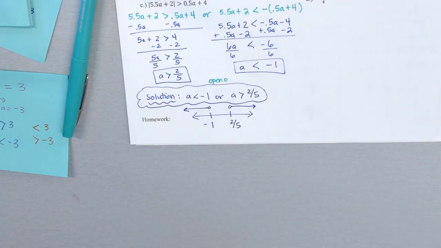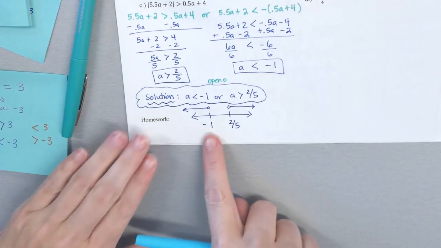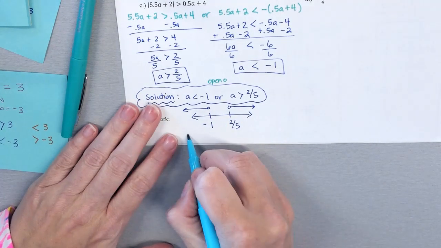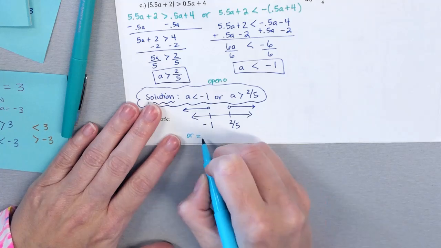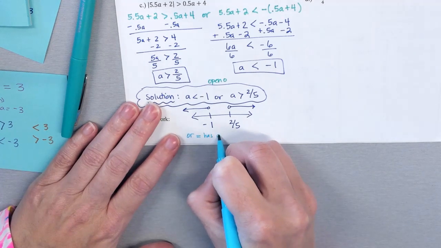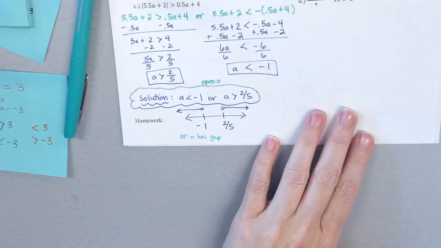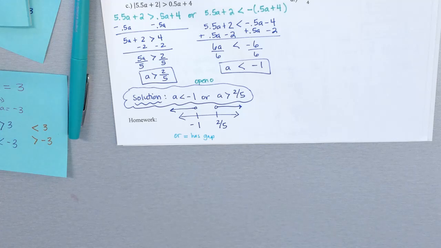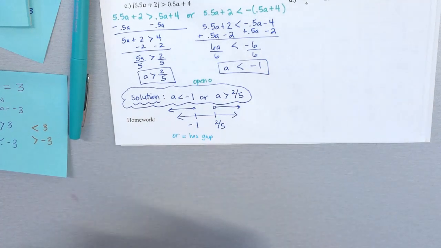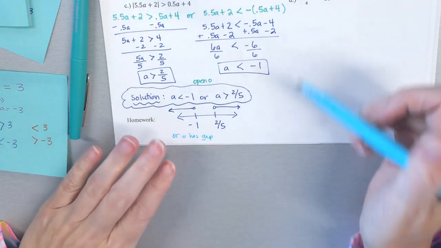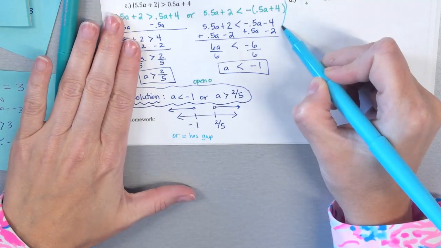Now this one you have a gap, that's okay. Anytime you have the or, that has a gap in between. It's saying all of these values or all of these values. They do not have to happen at the same time. Okay, so for part D, can you please isolate that absolute value?